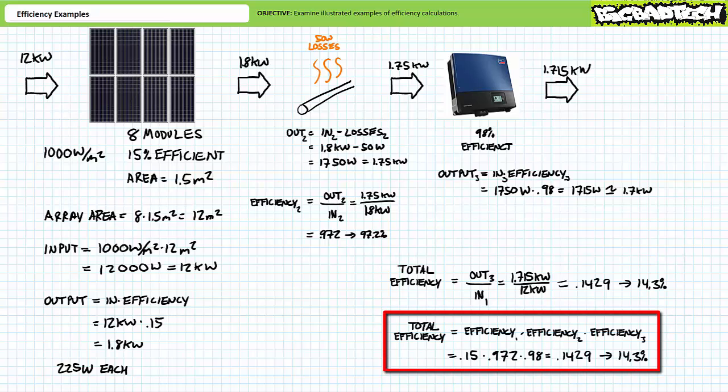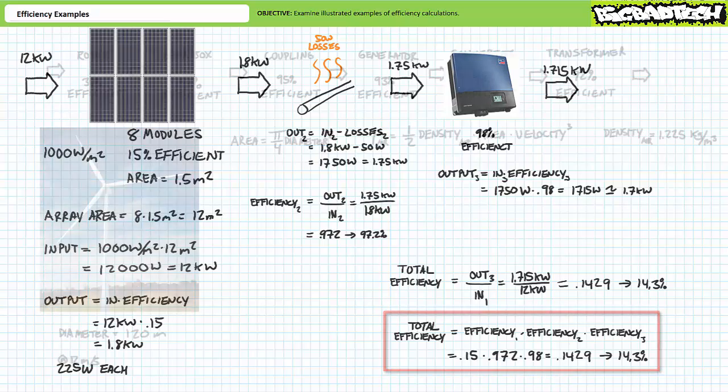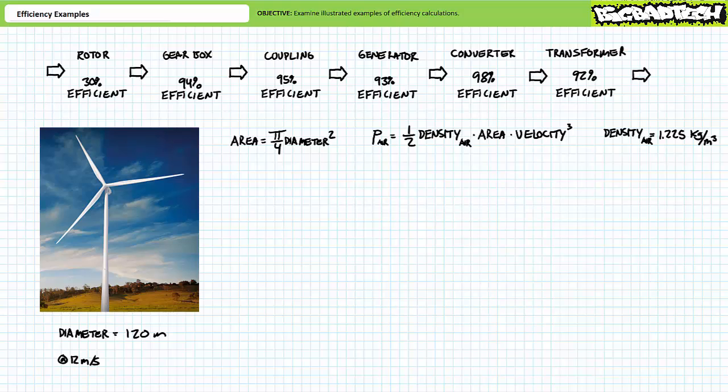Additionally, note that it is possible to directly calculate the efficiency of the complete system by multiplying the efficiency rating of each stage. 15% times roughly 97.2% times 98% yields a complete efficiency rating of roughly 14.3%, as we'd expect. Let's end this lecture with another illustrated example of multi-stage system efficiency.